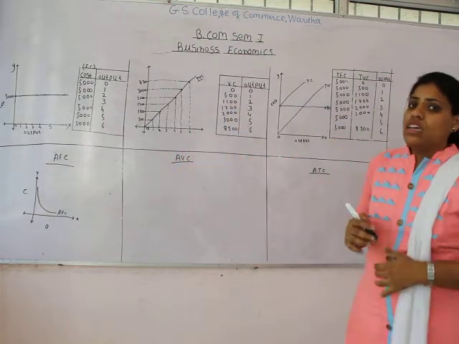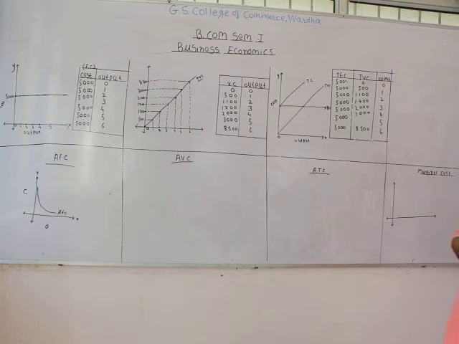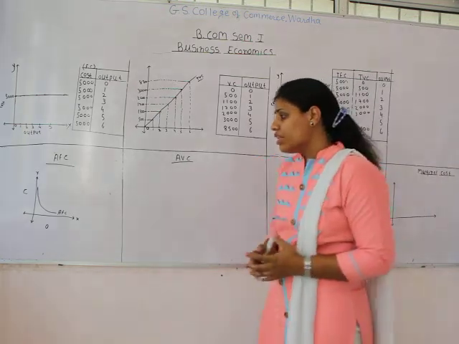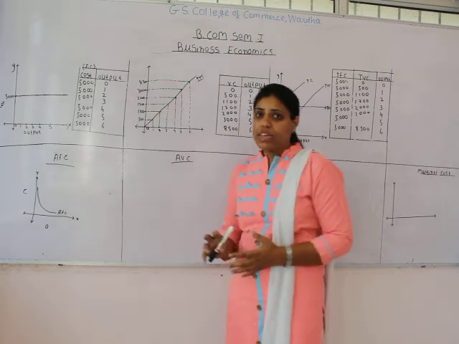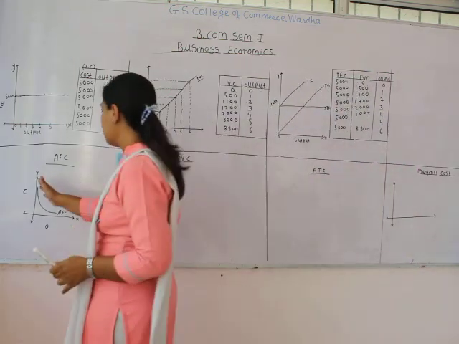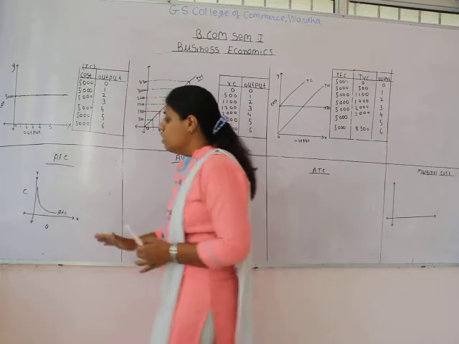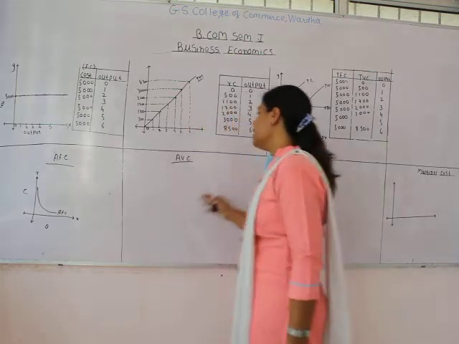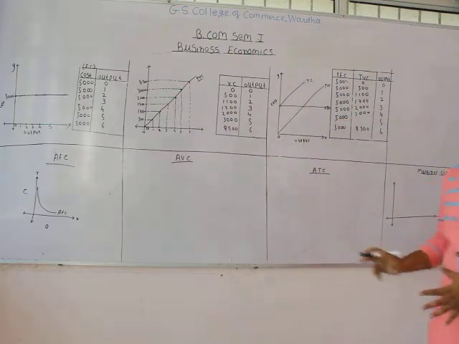Why? Because even when the output is 0, we have to incur some amount of fixed cost, and therefore the average fixed cost curve is not going to touch the x-axis, because fixed cost can never become 0. So this way we get the average fixed cost curve, which shows that fixed cost declines with increasing output. The next one is the average variable cost curve.